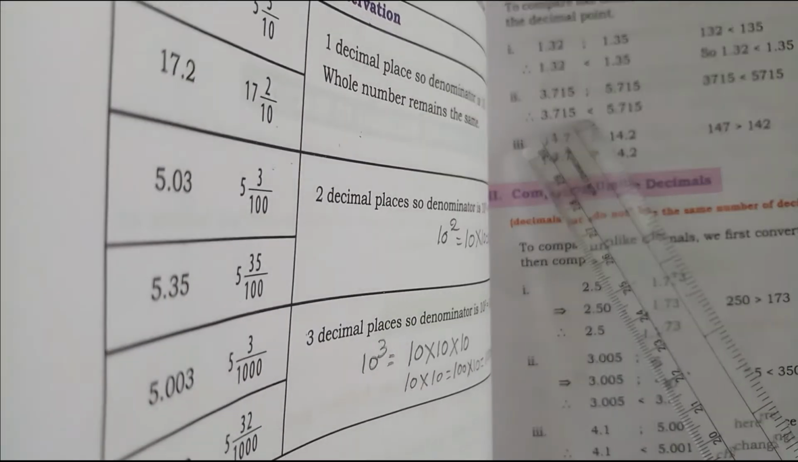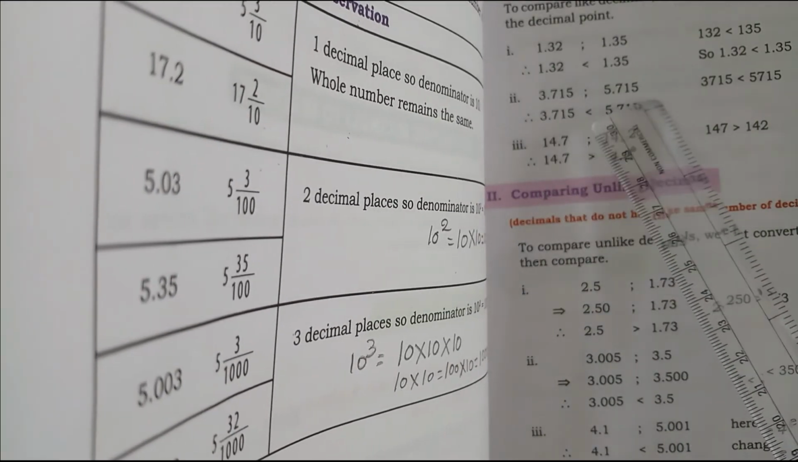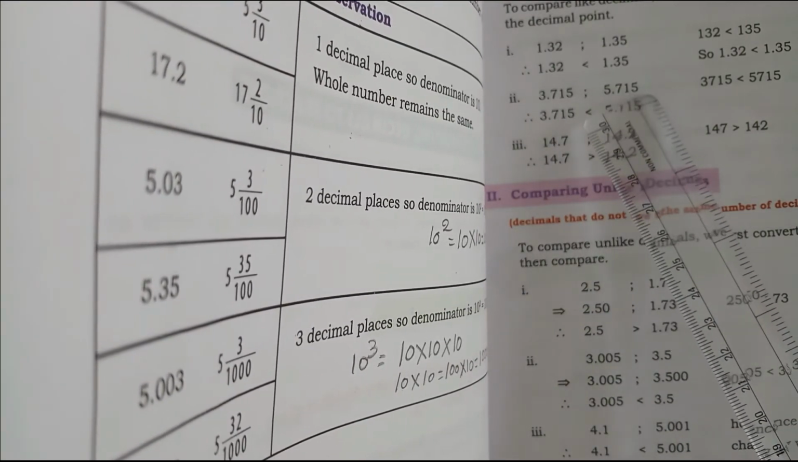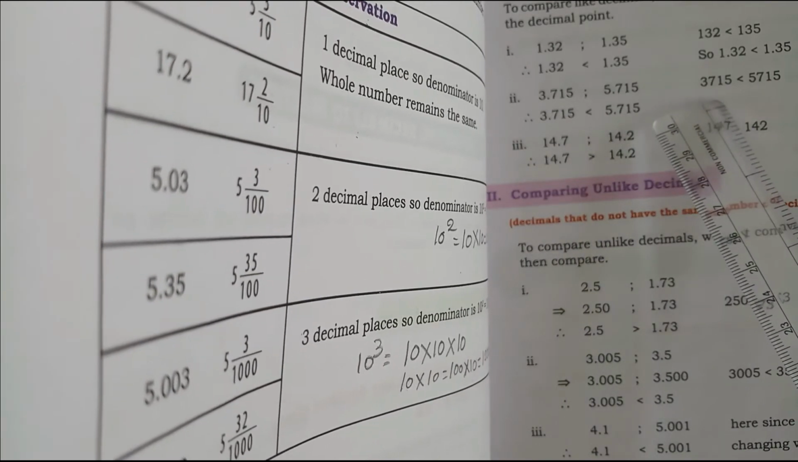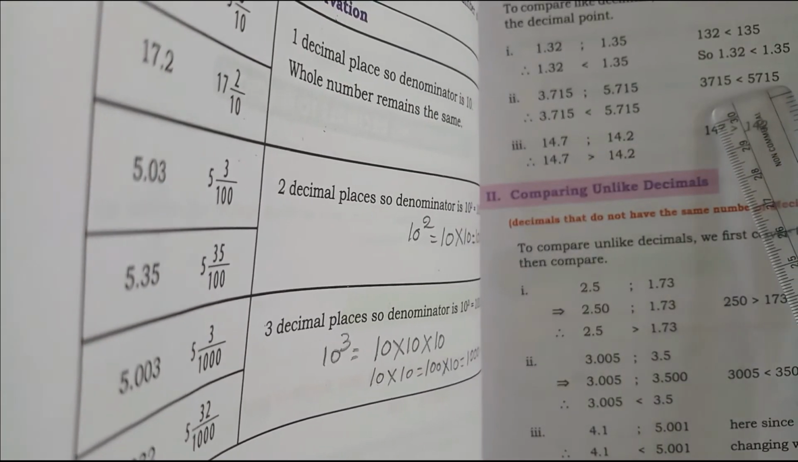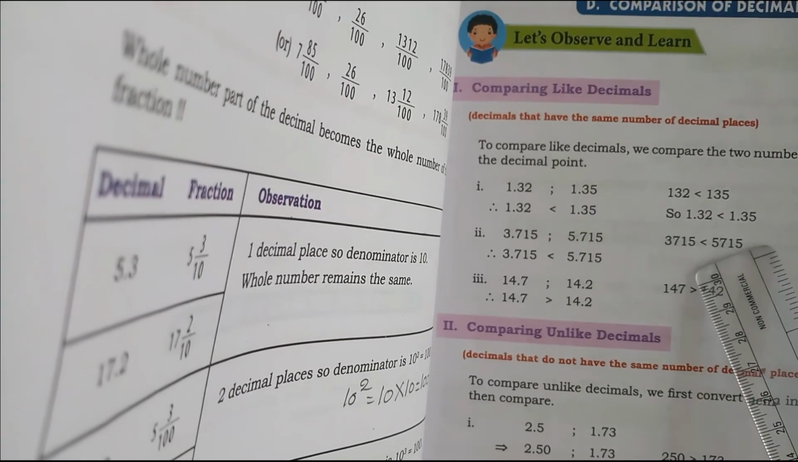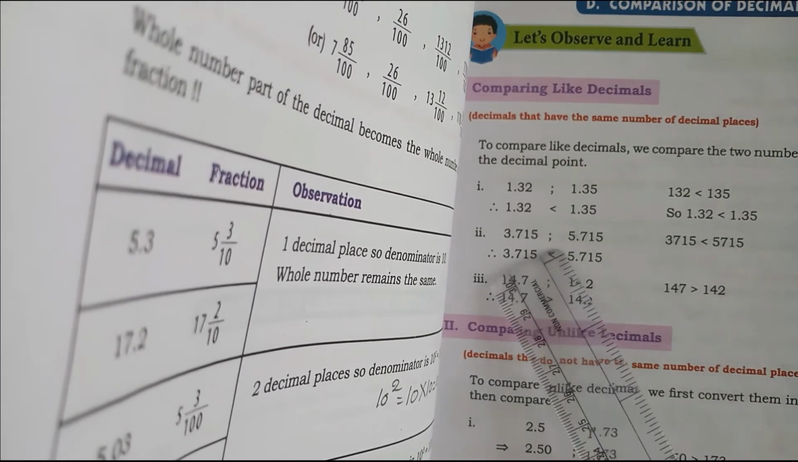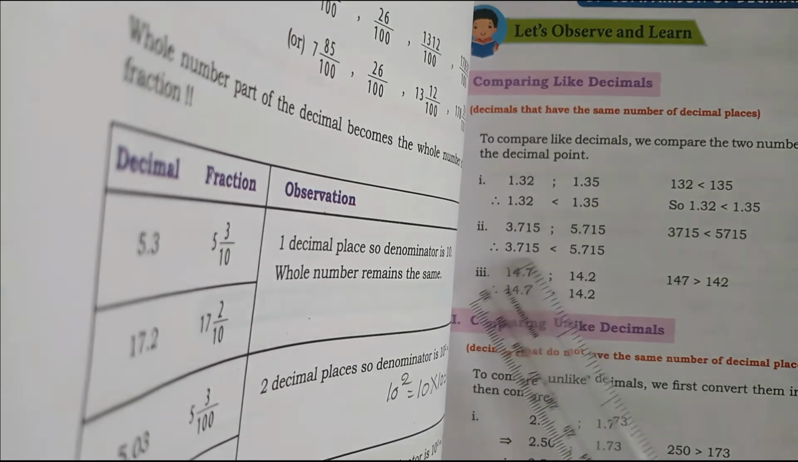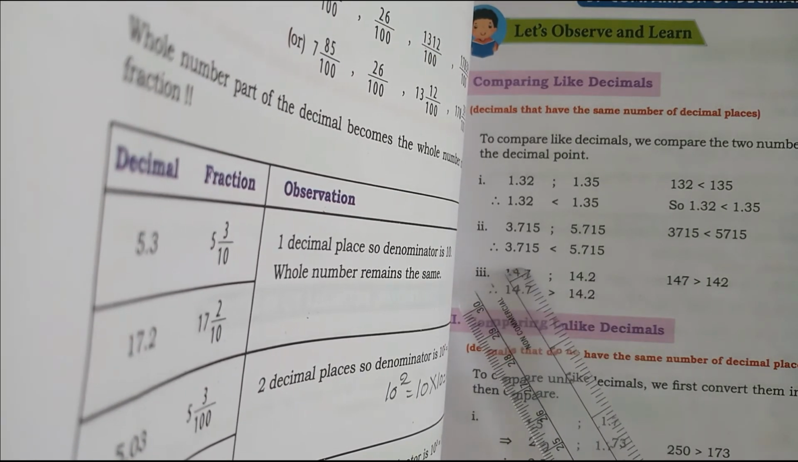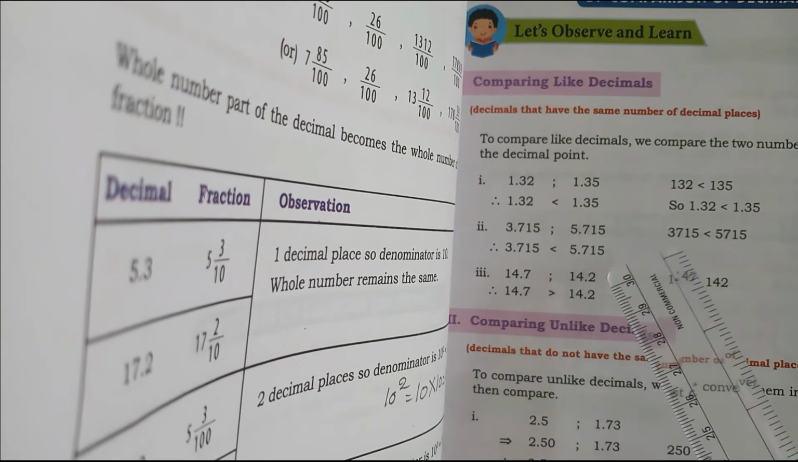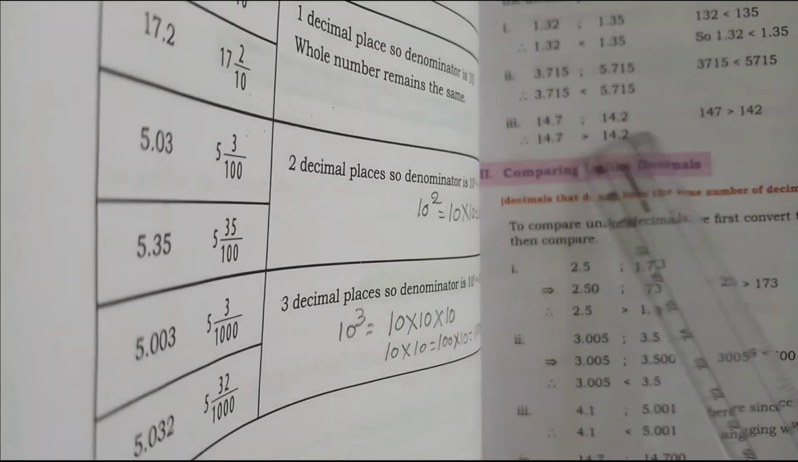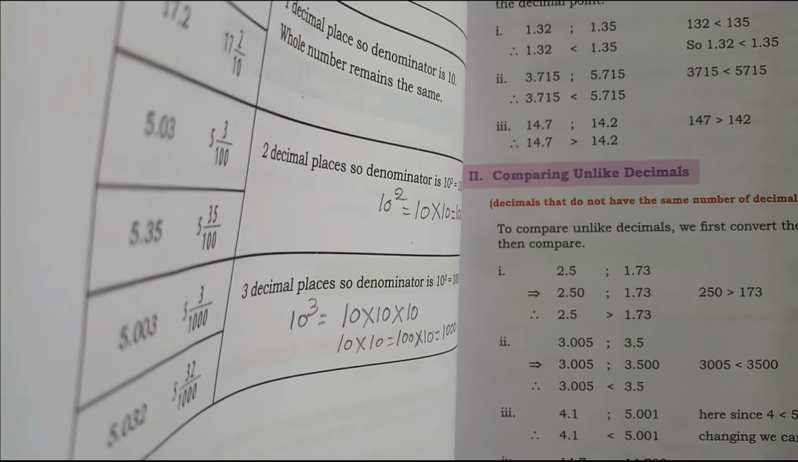Now the next example, 3.715 and 5.715. Remove the decimal points and read 3715 is less than 5715. Now with the decimal places, how will you say it? 3.715 is less than 5.715. Likewise, the rest of the sums you observe from the given textbook.